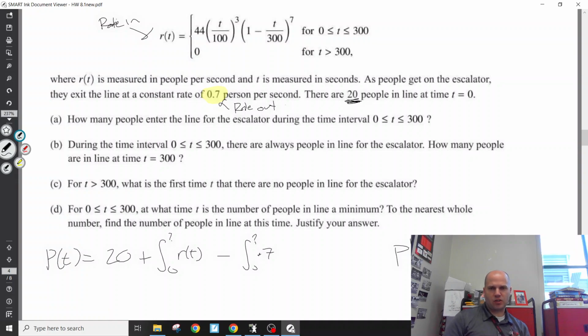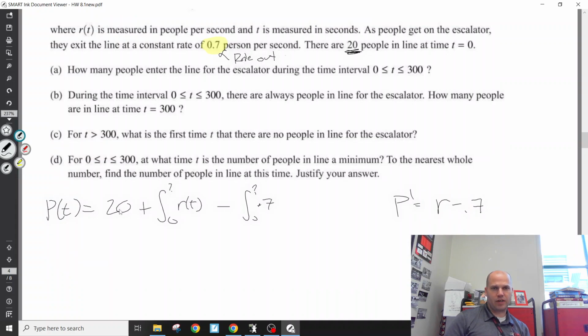The derivative of this is R minus 0.7, which means you don't have to write this separately. It's helpful to know both. You can just say 20 plus the area under P prime, okay? This is everything I need. I got 2 ways to express my population and a derivative. We might need a second derivative, which would be R prime minus 0.